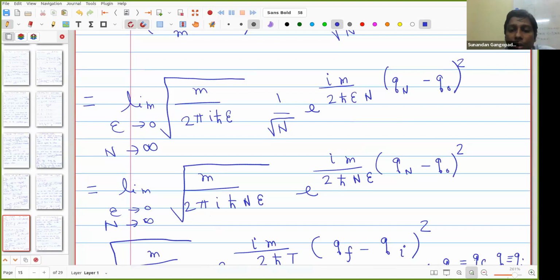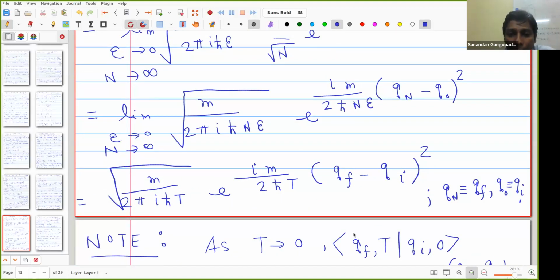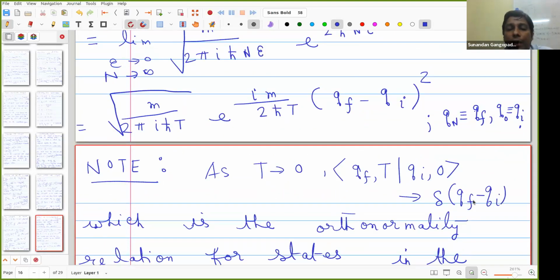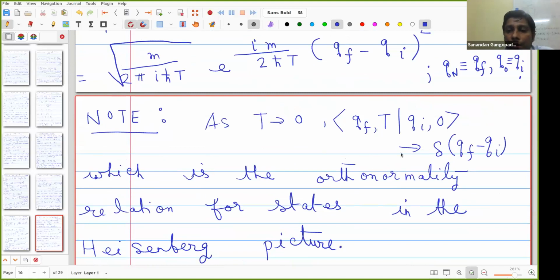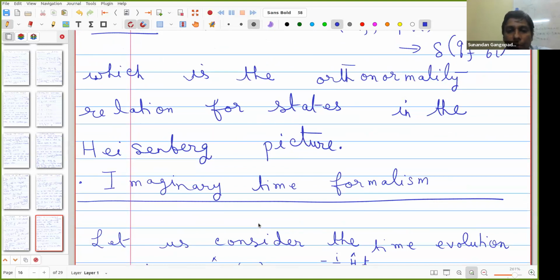And you can check that the answer you have obtained by evaluating the free particle path integral exactly is consistent with the fact that in the limit t goes to 0, this overlap actually goes to the Dirac delta function. This is a very standard result. You take the t going to 0 limit of this result, it boils down to the Dirac delta function. And this is the orthonormality relation for states in the Heisenberg picture. So what we have now done is evaluate the free particle path integral.